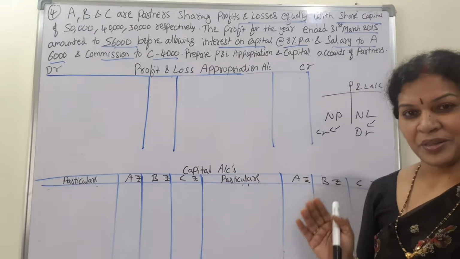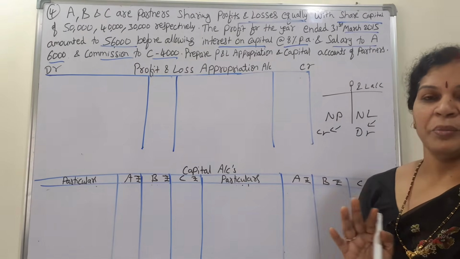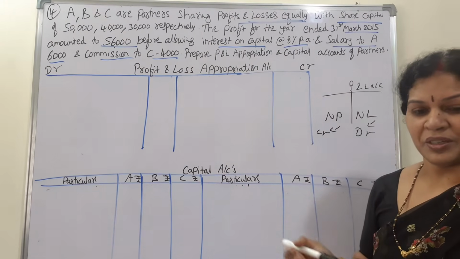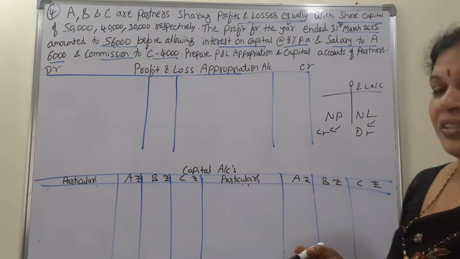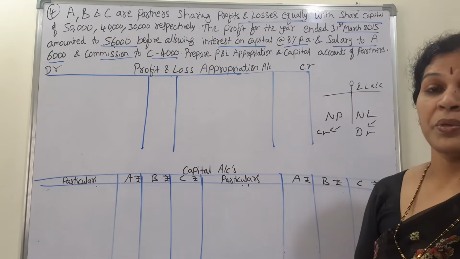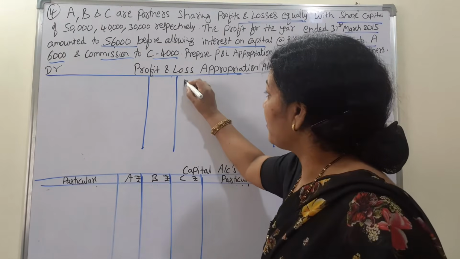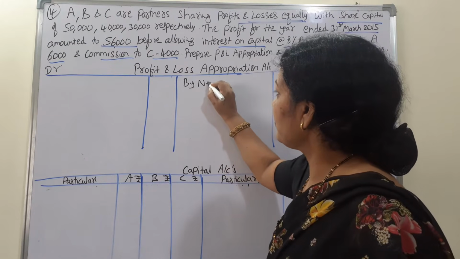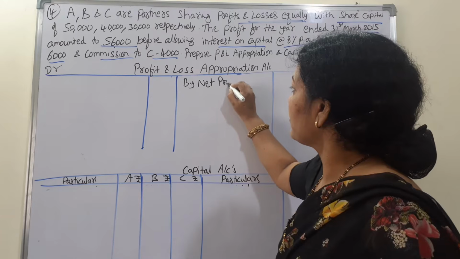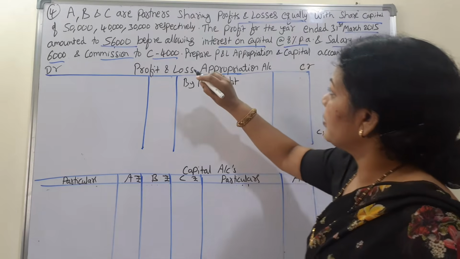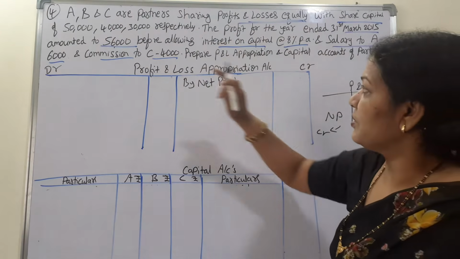Interest on drawings and drawings amount is not given. Anyway, we'll ignore it. Whatever is given, we'll take that. Profit and loss appropriation account will start with the net profit. By net profit. How much is given? 56,000.